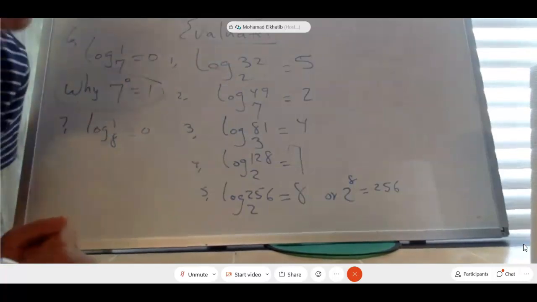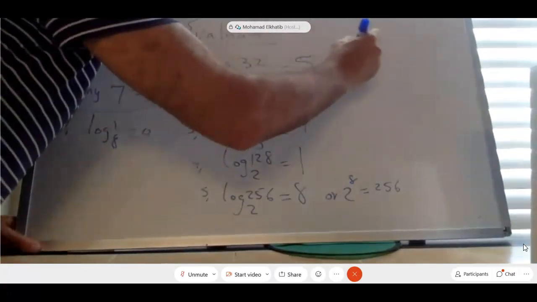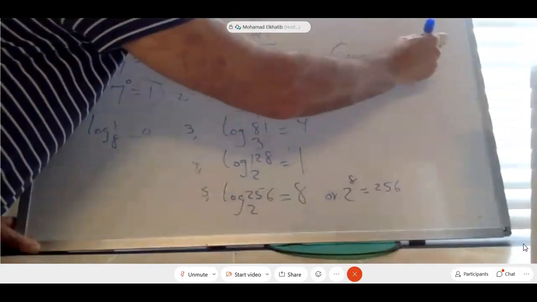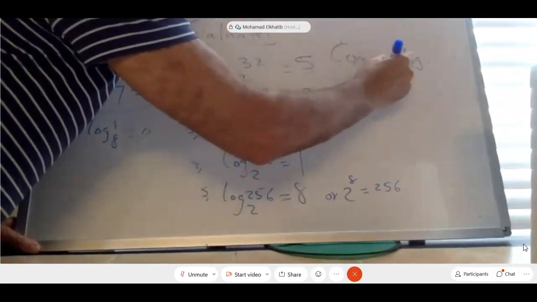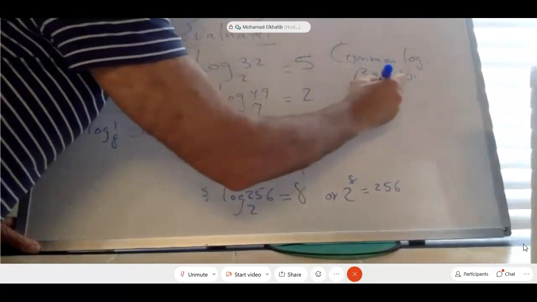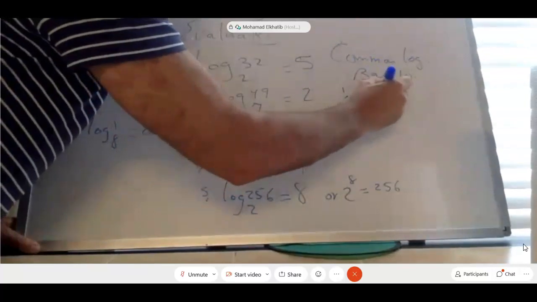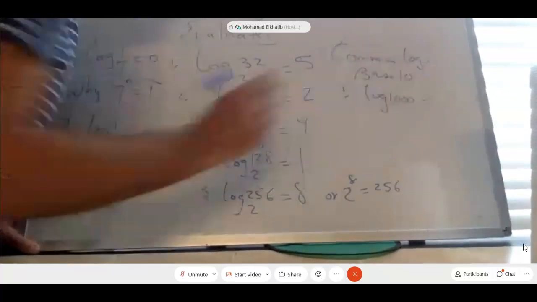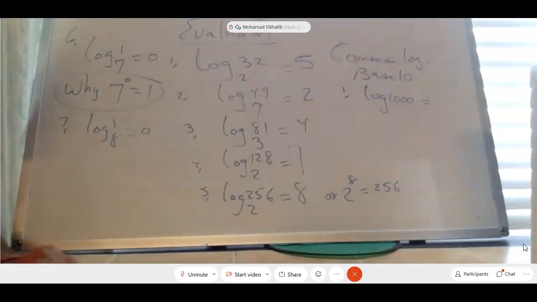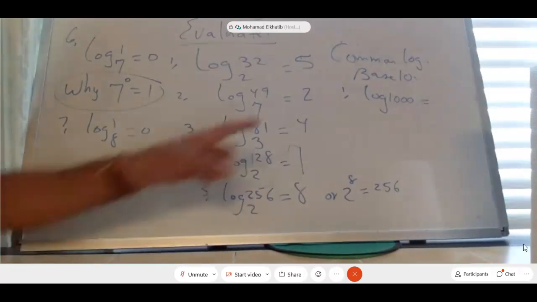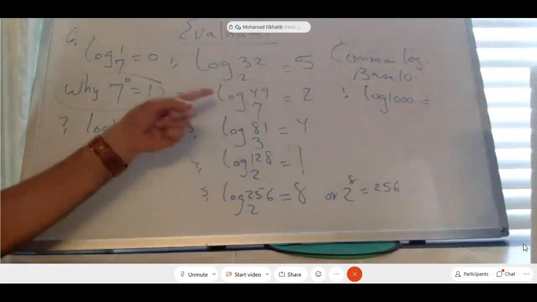So the most popular logs, we call them common logs, the base is 10. If the base is 10, you don't need to write the base, like log 1000. Whenever you don't see the base, it means the base is 10. Why? Because base 10 is very common, very popular. And this is the one on your calculator, when the base is 10, not base 2 or 7 or 3.